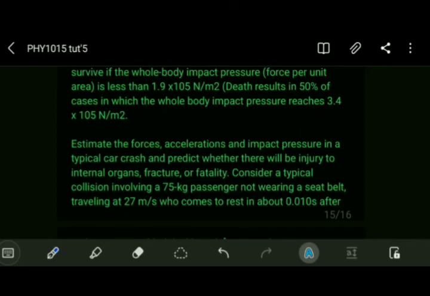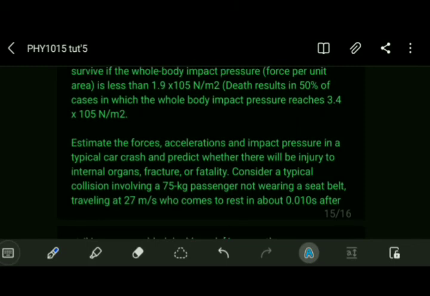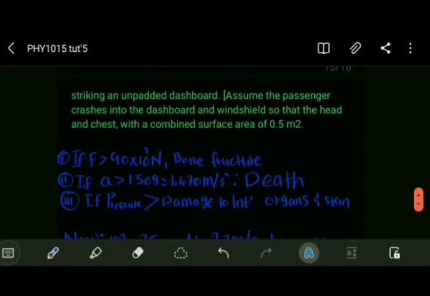Okay, we find the rate at which he is accelerating, and then we compare that to the threshold of 150 g and see whether or not it's going to cause death. We also do the same for the pressure and see whether or not it's going to cause damage to the internal organs as well as the skin.